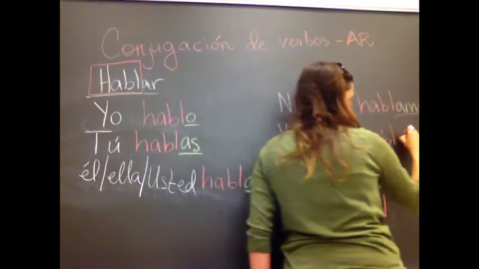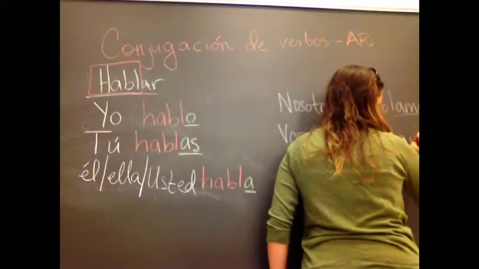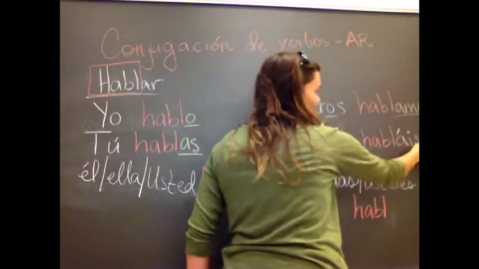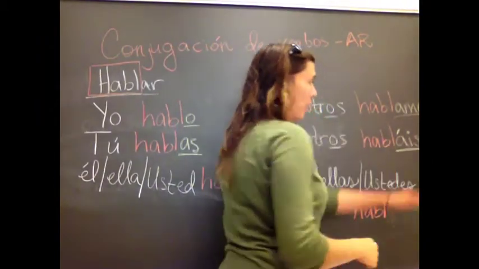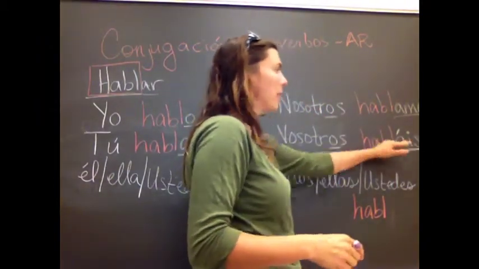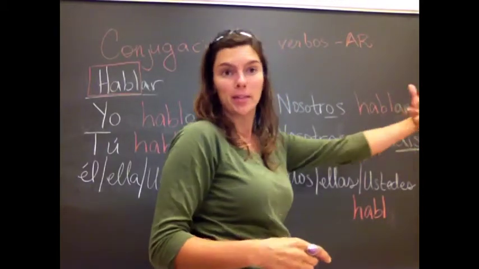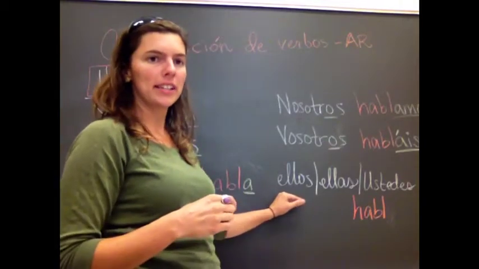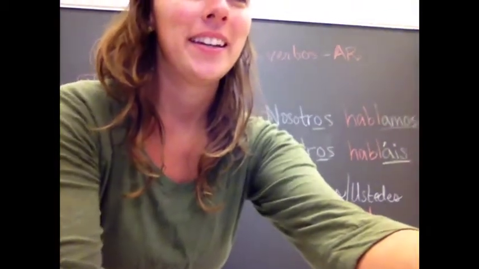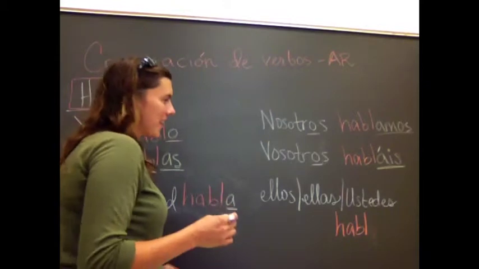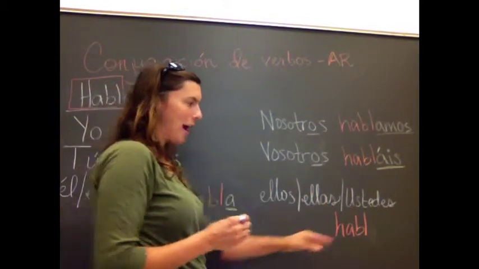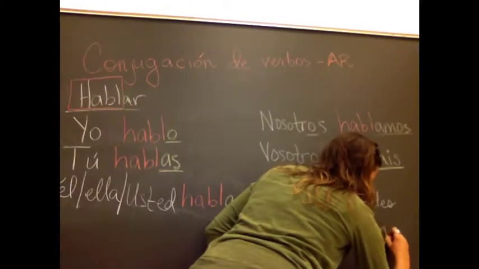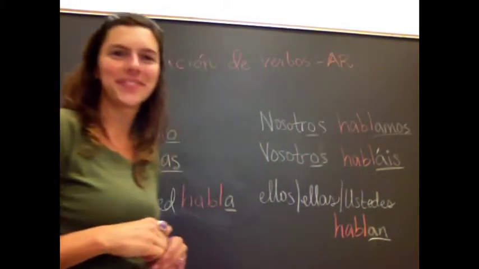Vosotros habláis. Notice that there is an accent on the A in this ending, not the I. If it were the I, it would be hablái, but it's habláis, like ice in your drink. Habláis. And then ellos, ellas, ustedes hablan. And there you have it.